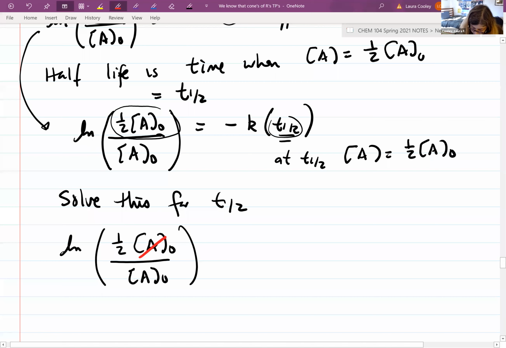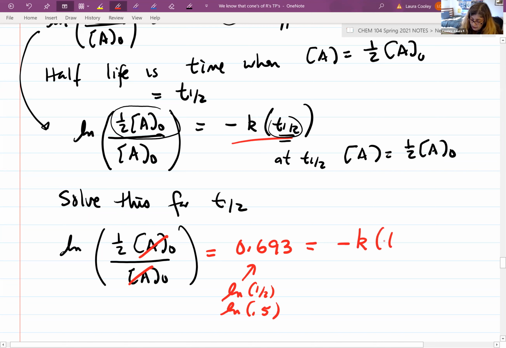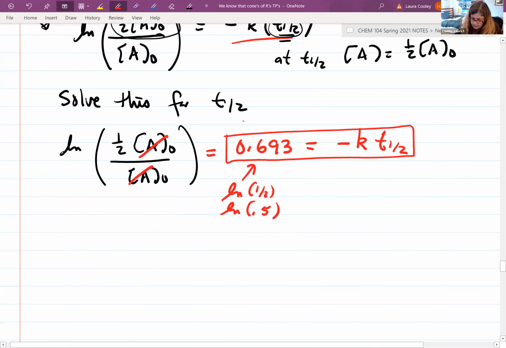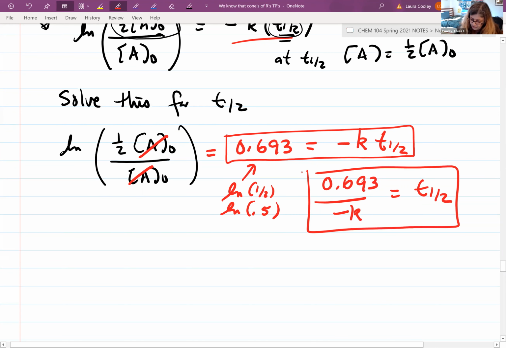I can cancel this. So it becomes the log of 1/2, which I can get on my calculator. It's 0.693. This is the log of 1/2, or the log of 0.5. And so that is equal to minus k times T1/2. I'm going to get rid of the parentheses. We really don't need it. So I have this really simple formula here. Look at this. If I divide by minus k, I get an equation for the half-life.